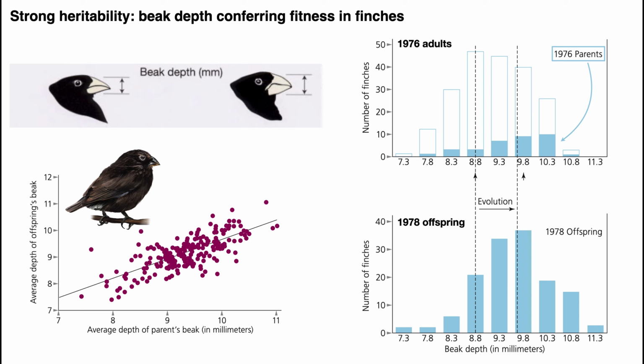The lower graph shows the distribution of all the offspring from that year. In this case, the average value for beak depth overall went from 8.8 to about 9.5 millimeters, so we can identify this microevolutionary change for the trait in the population. However, notice that in that 1978 cohort, more individuals have larger beak depths, and some individuals had even deeper ones than were present in the 1976 population.